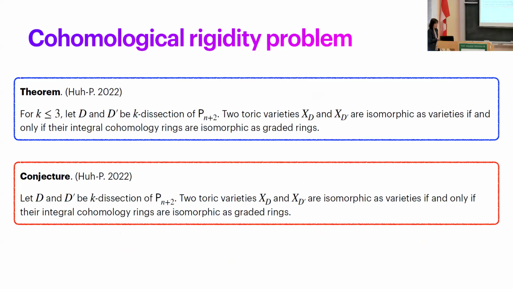And Jason and I could show that if k is less than or equal to 3, two toric varieties X_D and X_D prime are isomorphic as varieties if and only if their integral cohomology rings are isomorphic as graded rings. But I believe that this statement holds for every dissection of a polygon, but I couldn't show it yet. I believe this is true.